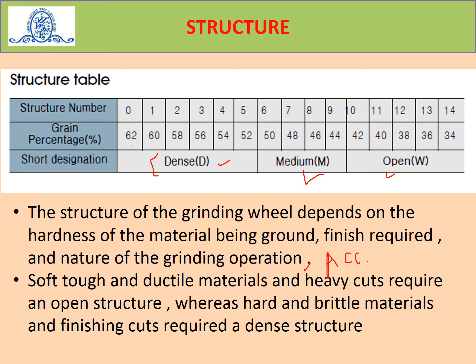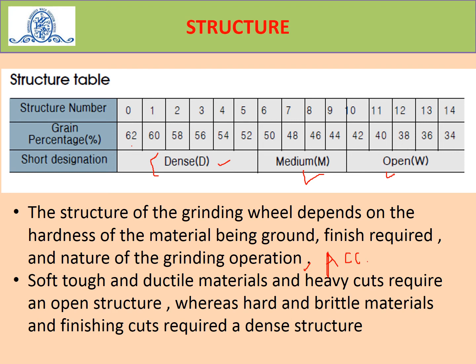Soft, tough and ductile materials and heavy cuts require an open structure. So open structure is responsible for the removal of more stock. Whenever there is high removal of material, a high rate of material removal, then you require the open structure. Whereas for hard and brittle material, if you want to finish, then you require the dense structure. Whenever the number of cutting edges per unit area is more, you will get a good surface finish as compared to the open structure.